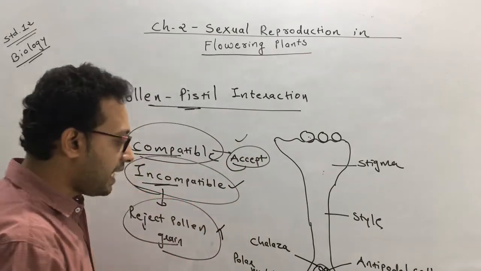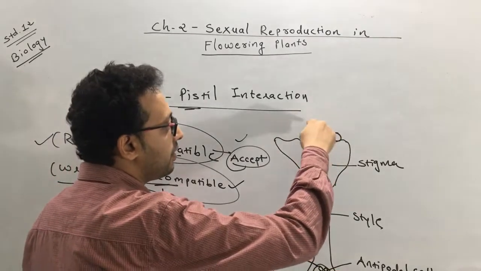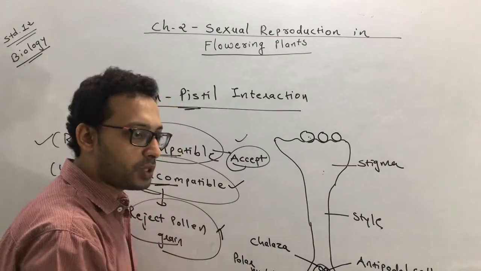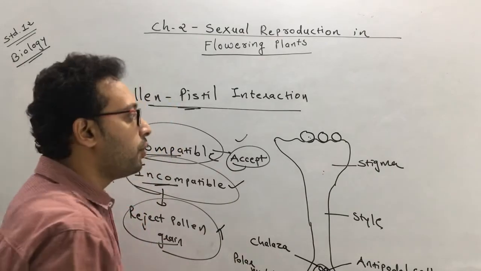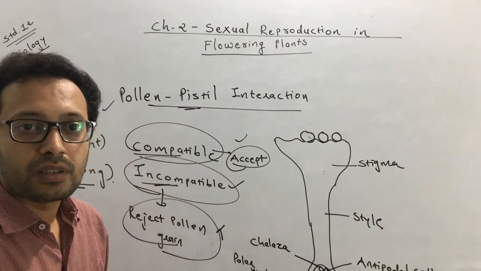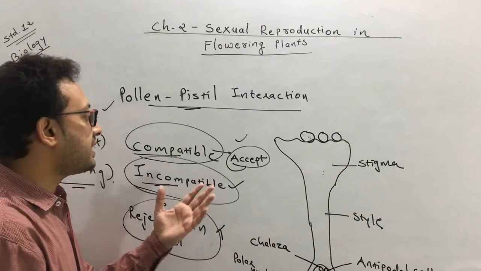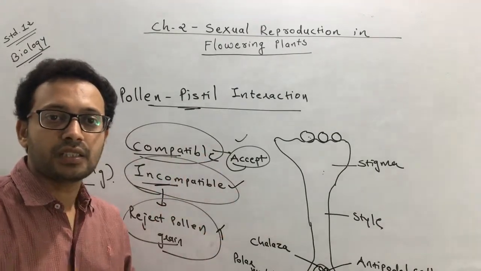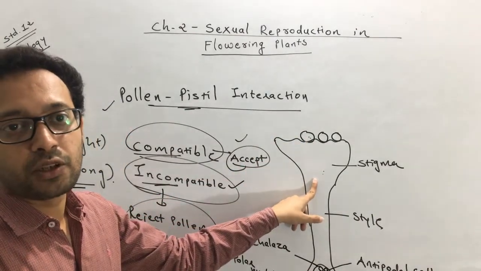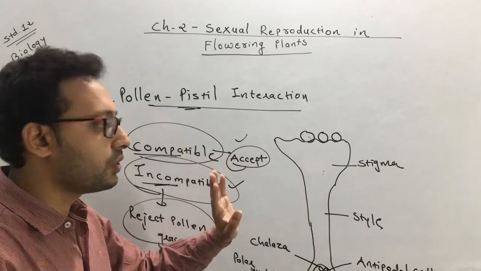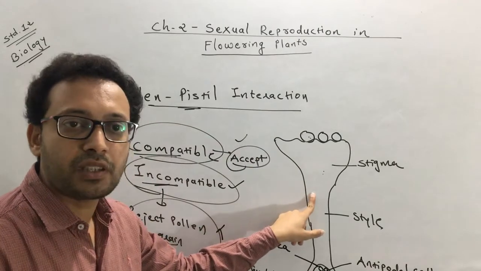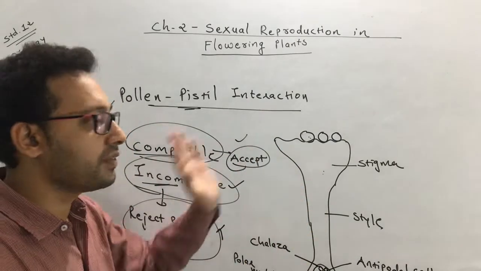One case I have explained to you is that the pollen grain of a papaya plant may fall onto a stigma of a papaya plant. This is one possibility. The second possibility is that the pollen grain of a mango plant may fall onto a stigma of a papaya plant. So in the first case, compatible, it will accept. In the second case, if it is a pollen of a mango plant and the carpel of a papaya plant, then it will reject it. I again repeat, if it is a pollen grain of a mango plant and a carpel or pistil of a papaya plant, then it will reject, because these are two different plants.